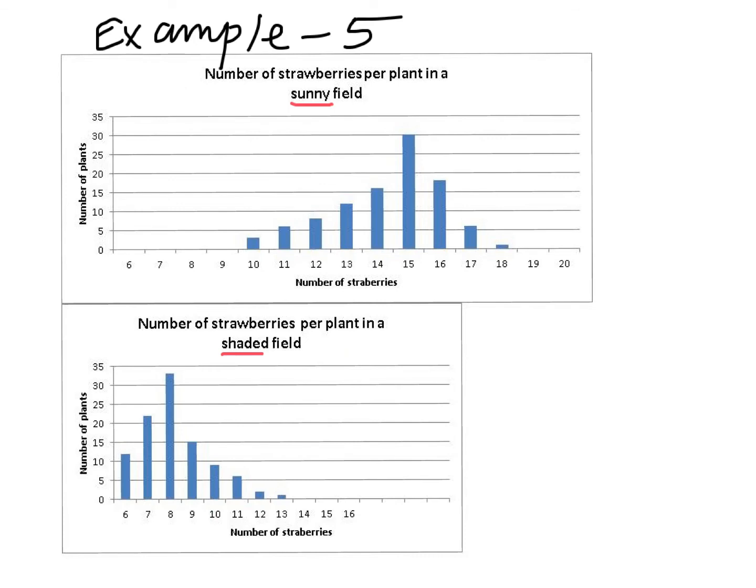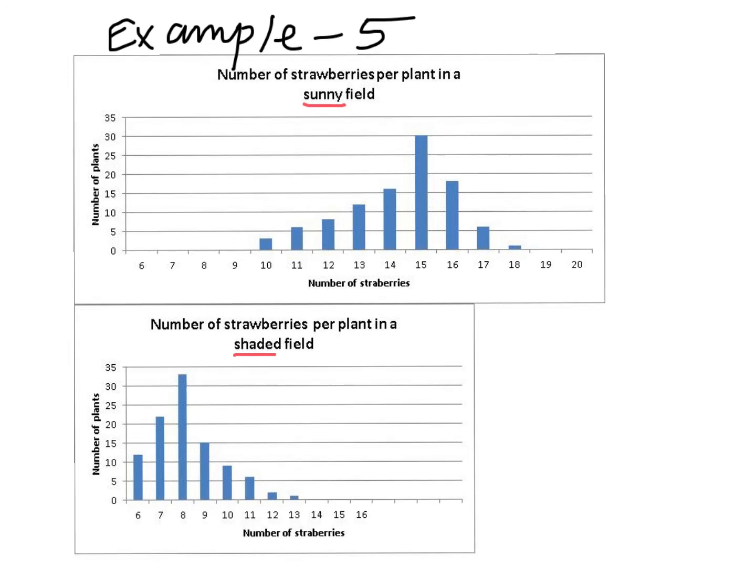This is the last example where you have strawberry plants, spelt wrong here, but it's strawberries. So you have two sets of data collected from two different fields. One is a sunny field and the other one is shaded. So this does not get as much sunlight as these plants here. So the farmers wanted to know, obviously, where it produces more strawberries.